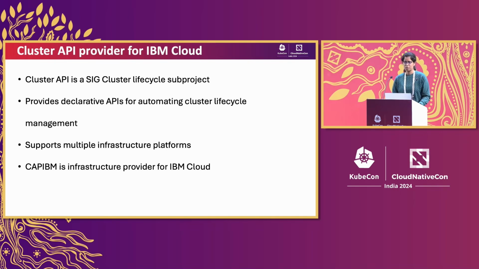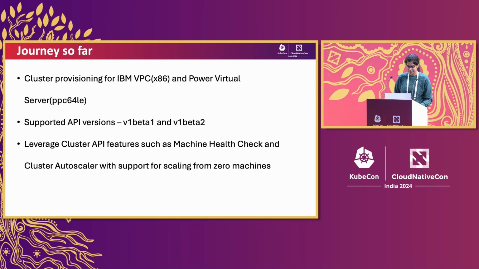So we have the concept of a management cluster and workload clusters, where the workload clusters are going to get created on a specific cloud platform or any infrastructure provider, and you'll have the management cluster that's going to handle all these workload clusters. Cluster API provides support for various infrastructure providers, to name a few: AWS, Azure, Google Cloud. One such infrastructure provider is IBM Cloud, hence CAPIBM.